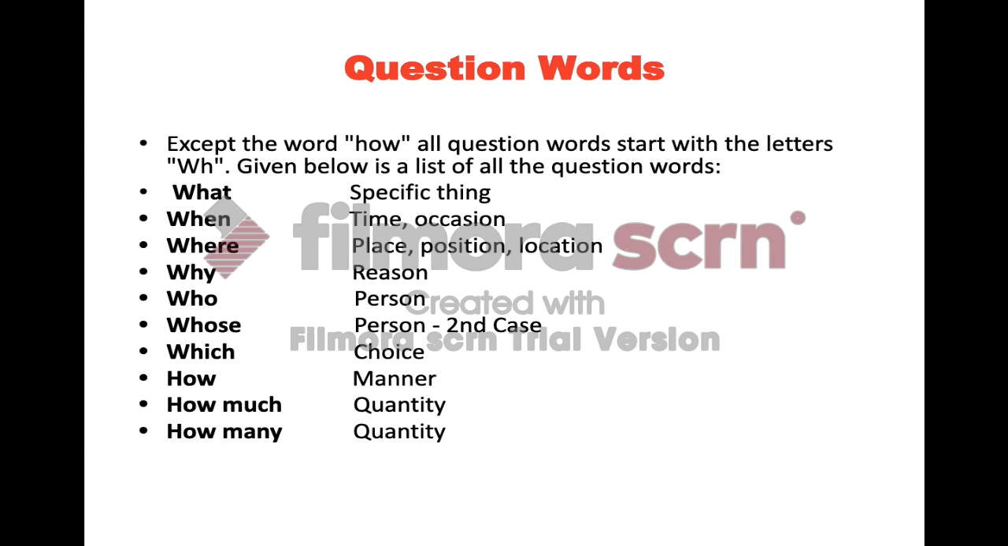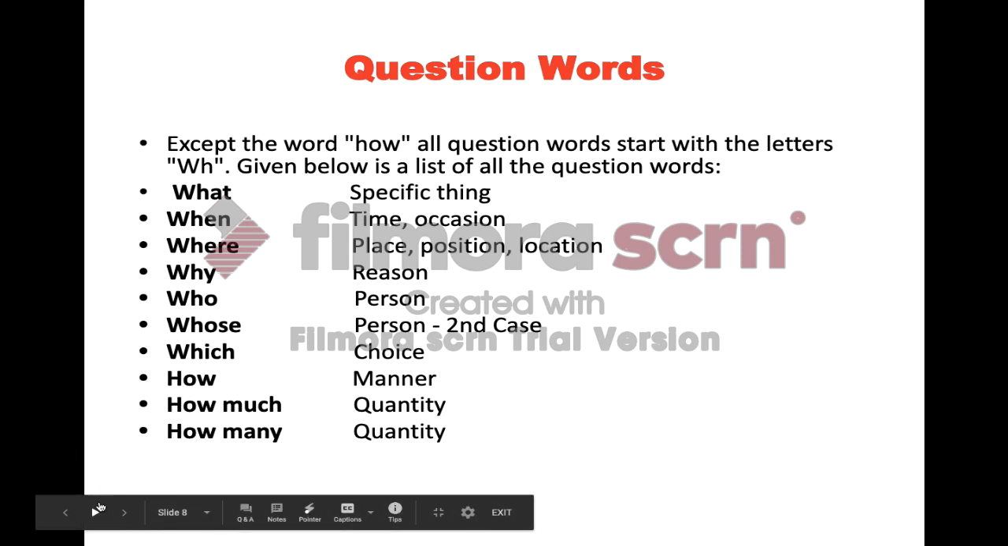Why? Reason. Why are you late to school today? Who? Person. Who are you? Whose? Person, second case. Whose book is this? Which? It tells us the choice. Which is better? How? How tells us the manner. How much? The quantity. And how many? Again, it tells us the quantity.